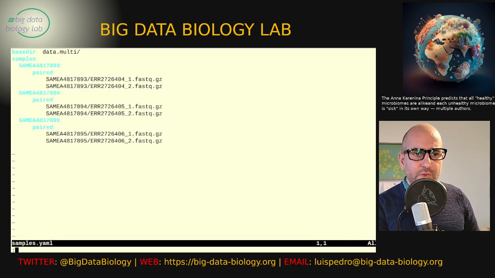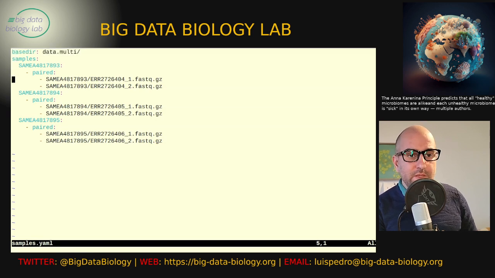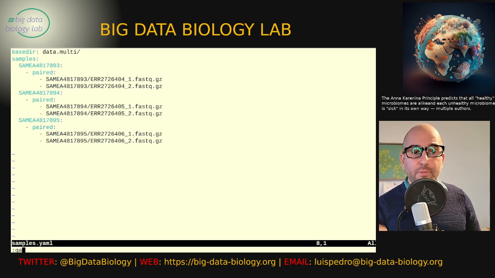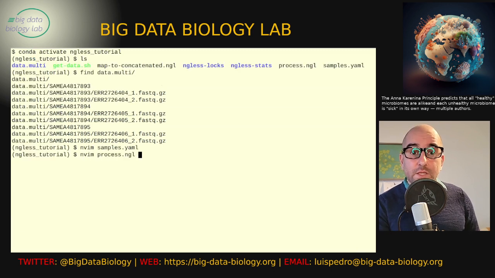There are a few different ways to handle this with NGLess. I'm going to show you a fairly new, fairly advanced, but very flexible way, which is to create this YAML file. Here you say the base directory is data.multi, and then we have these samples, and each sample has a pair of paired-end files, one.fastq and the second one. You could have multiple. This could be any combination of many paired-end reads and single-end reads. All of this would be specified in this file, and you can also check the NGLess documentation for it.